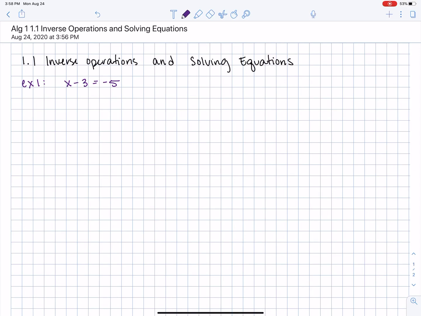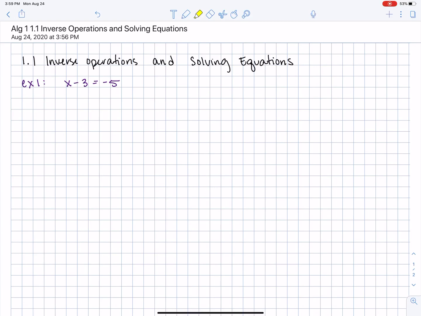Before we talk about what we're doing, when we talk about solving equations, we're always trying to figure out, what does this variable stand for? AKA, what number does it represent that makes this equation true? All right, so that's what we're trying to figure out. So we're going to use inverse operations, meaning the opposite, to undo and isolate that variable.